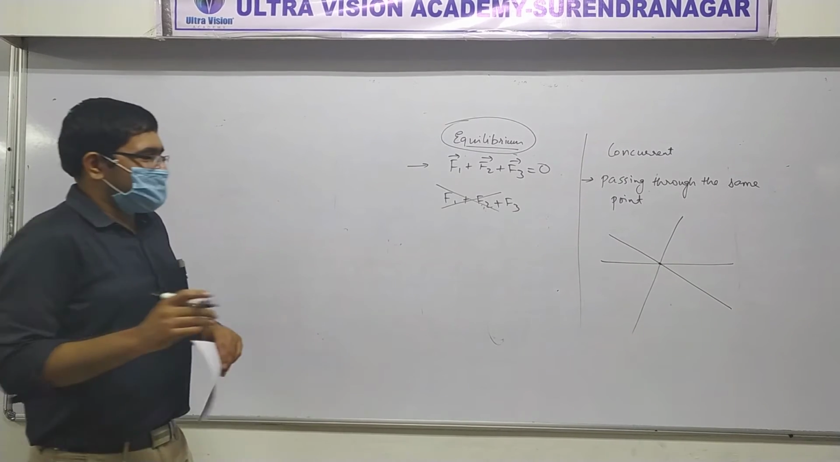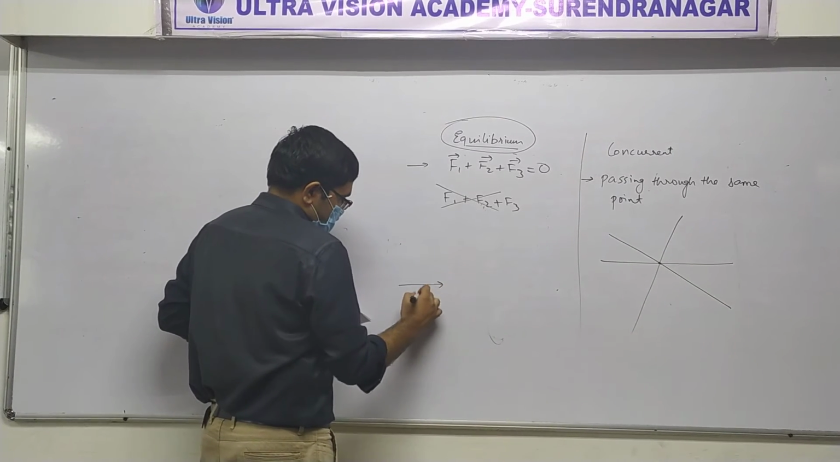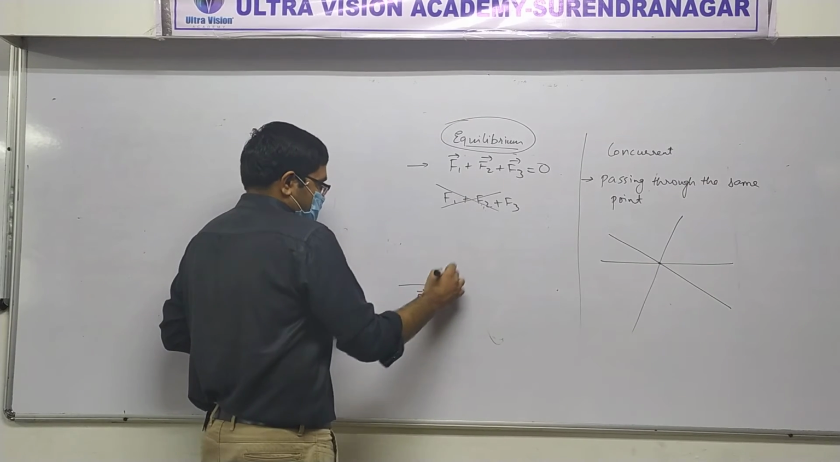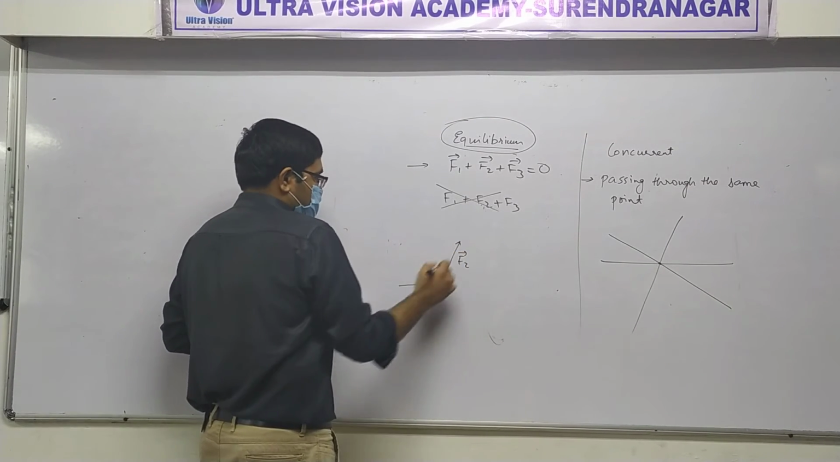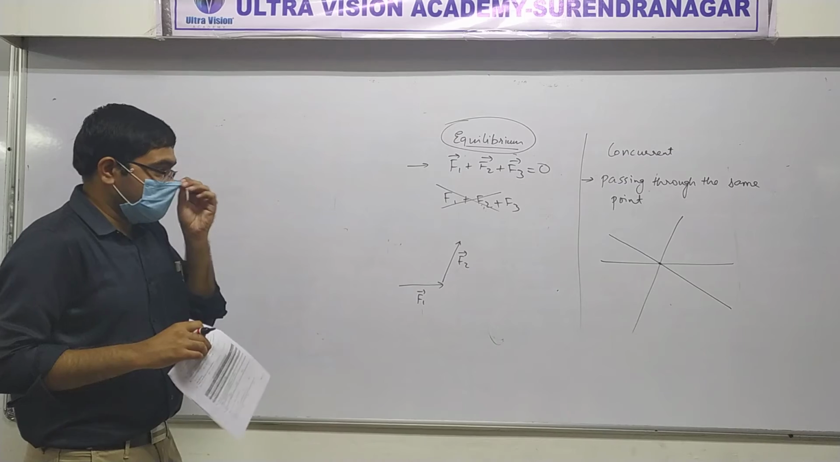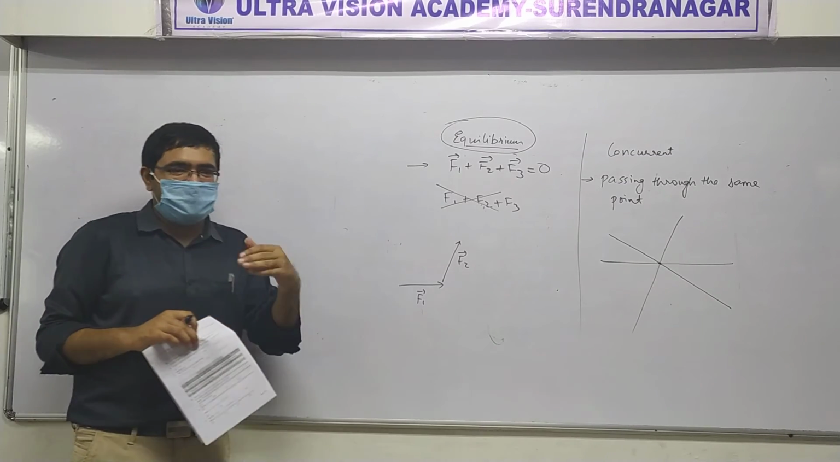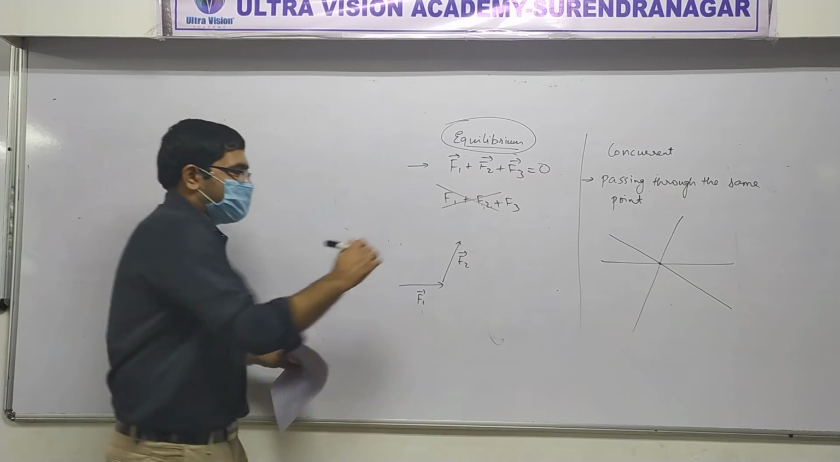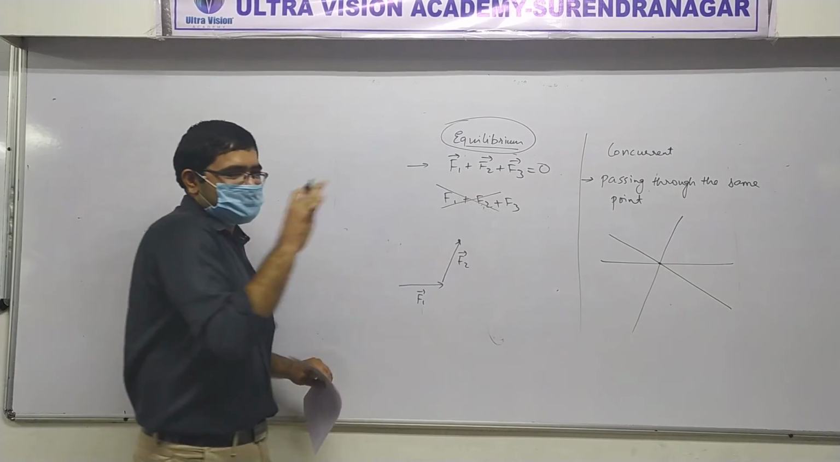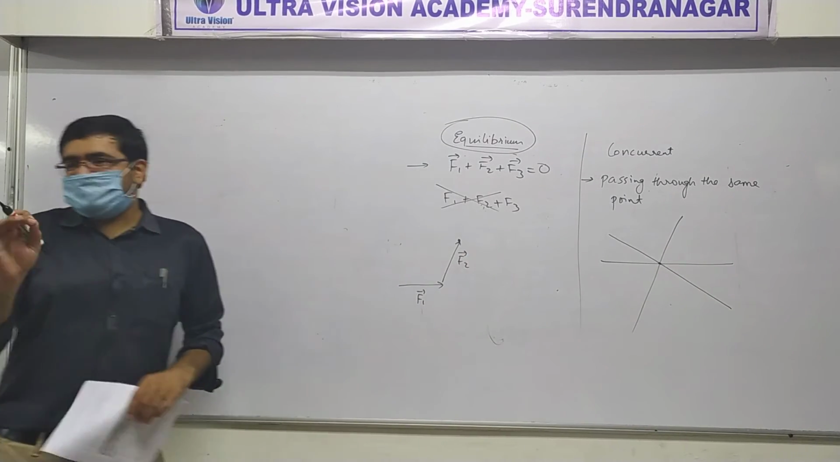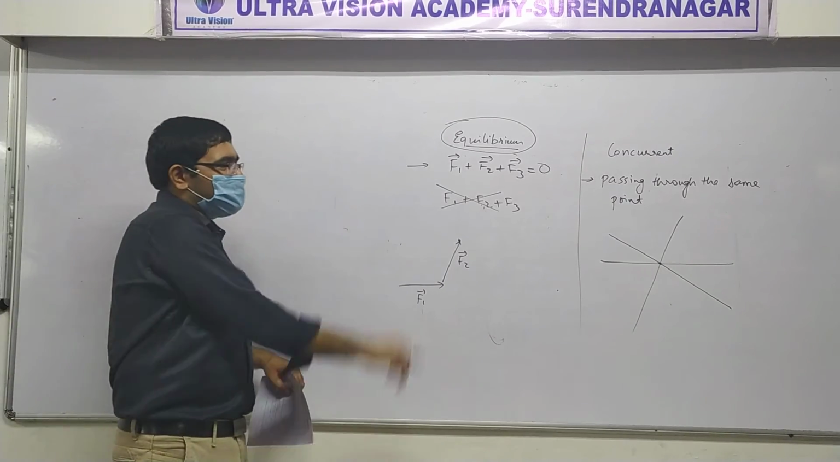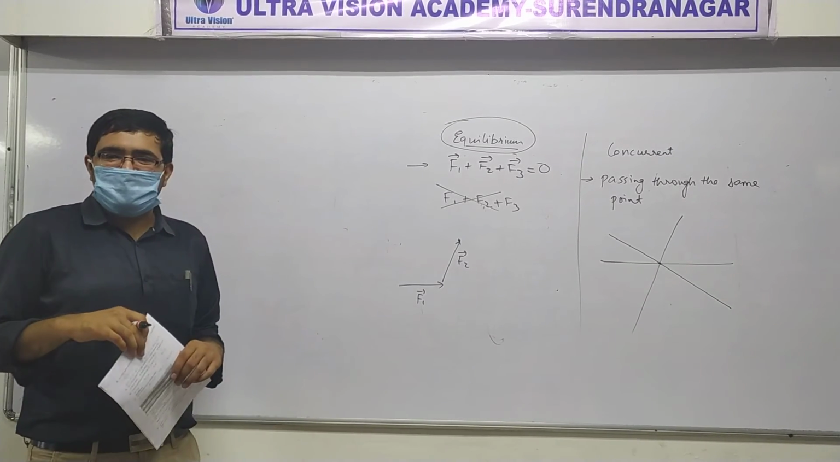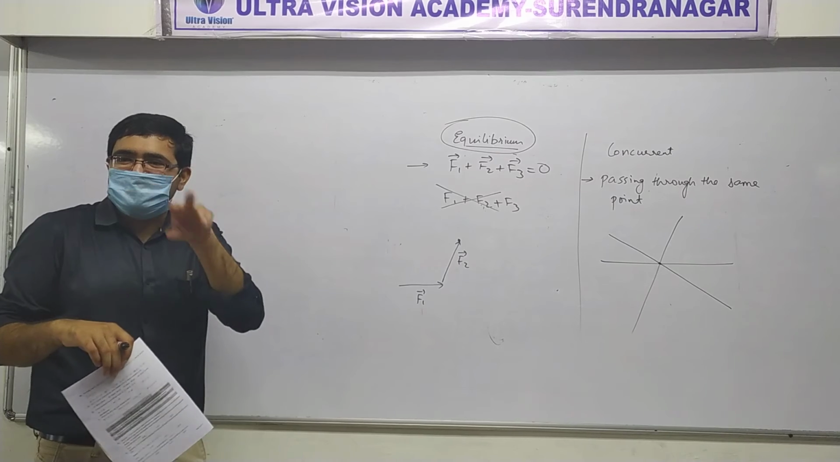Correct or not? Yes. Suppose I draw the first vector, then I draw the second vector. Now from where should I draw the third vector if I want to follow the triangle? From the head of the second vector. So I should draw F3 from here. That's confirmed. But we want the total of the forces to be zero. So how can the total of all the three be zero?